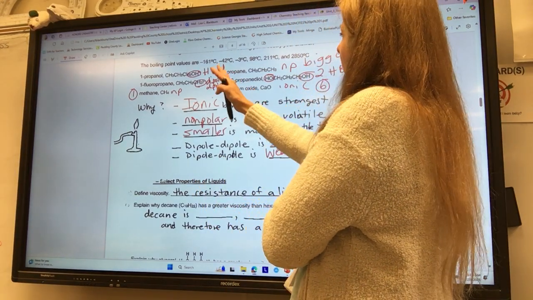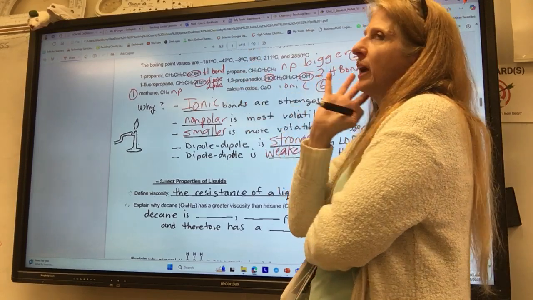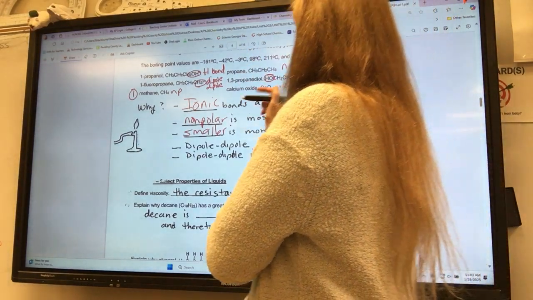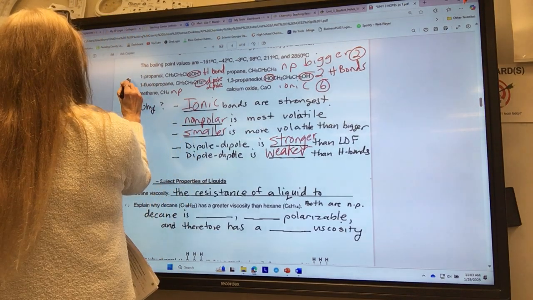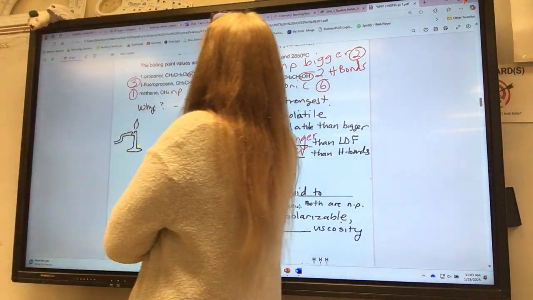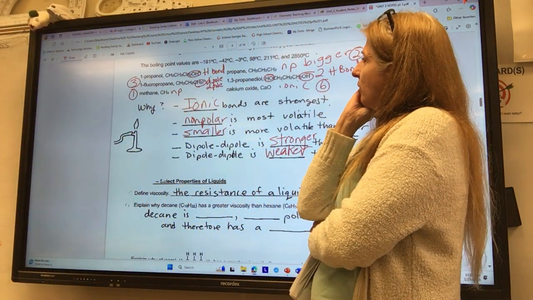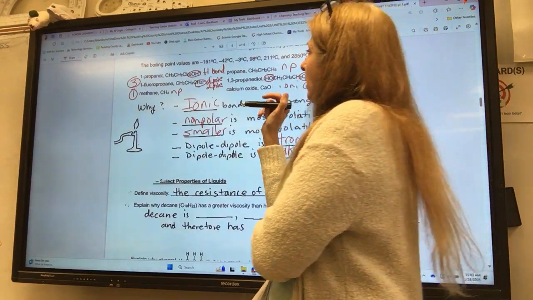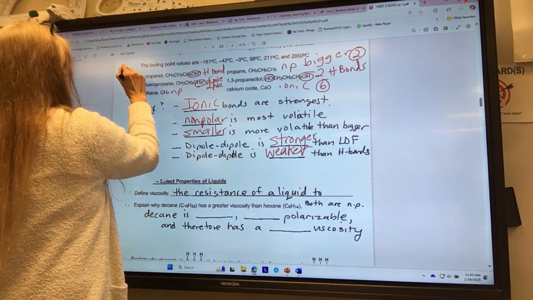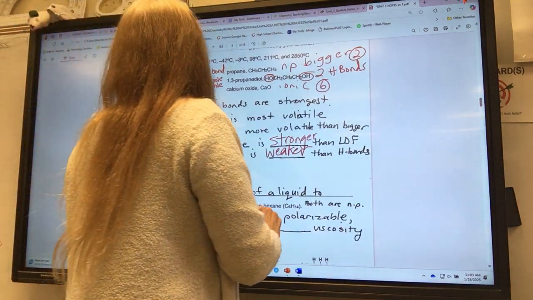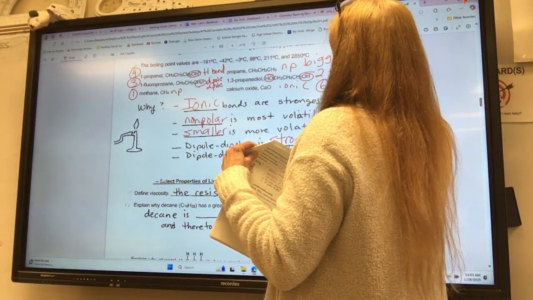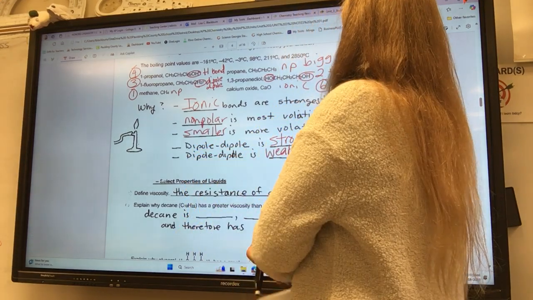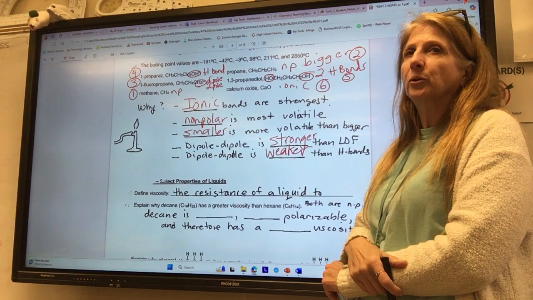Which is stronger? Which is a stronger bond, hydrogen or dipole-dipole? Hydrogen, right? So our number 3 is going to be this dipole-dipole. Now we've got 2 hydrogens. Which is stronger, to have 1 hydrogen bond or 2 hydrogen bonds? 2. So our next one, our number 4, would be the 1-propanol. And our last one, our number 5, before we get to ionic, is that one with 2 hydrogen bonds.